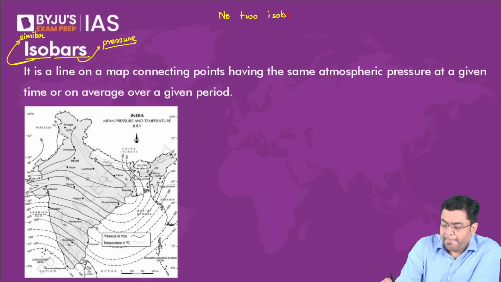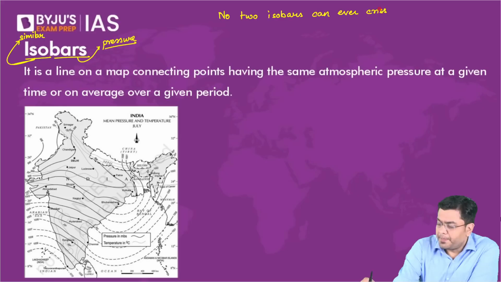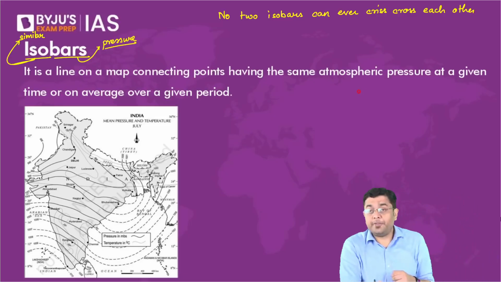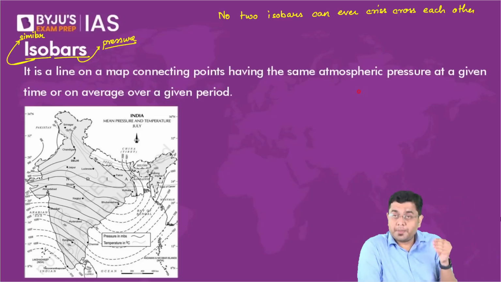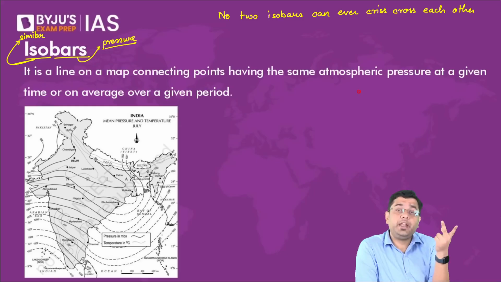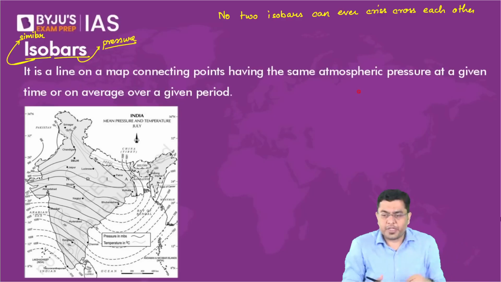Isobars can never crisscross each other. Why? Because any place lying on an isobar represents a particular unique pressure. If isobars crisscrossed each other, a particular place would have to indicate two pressure conditions at the same time, which is simply impossible. So hence, they can never crisscross each other.